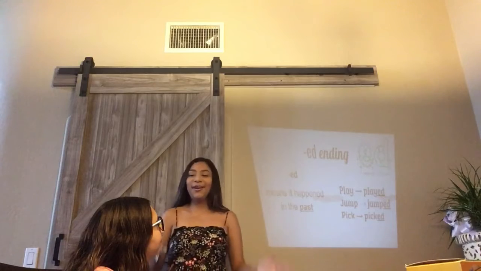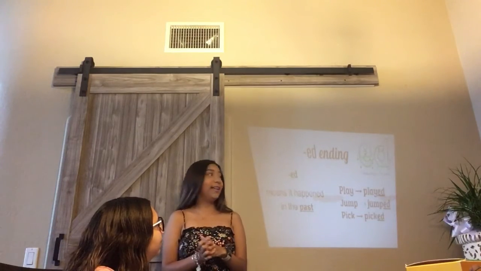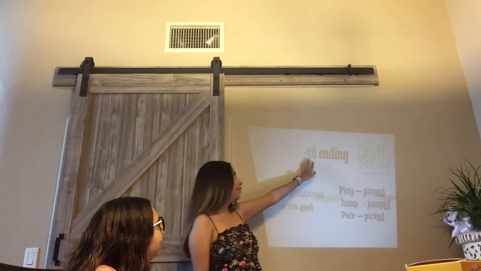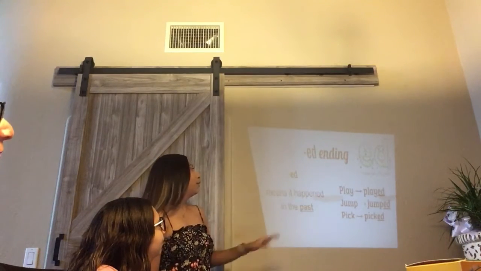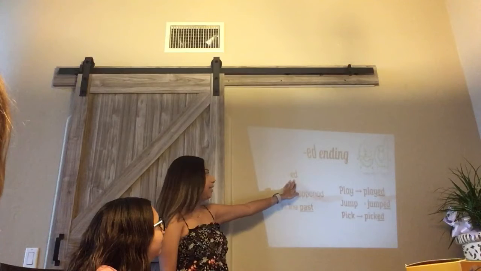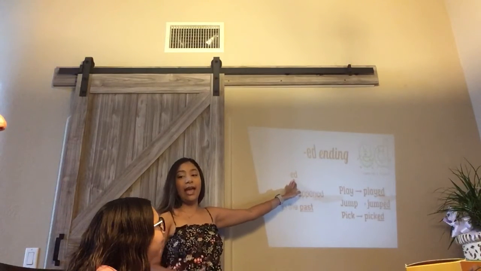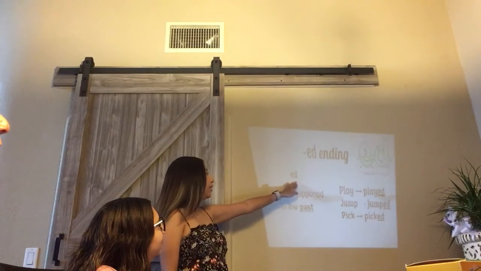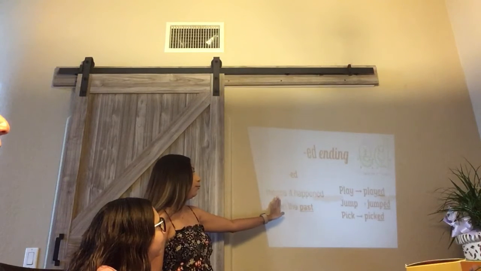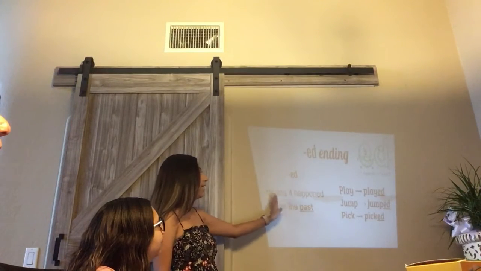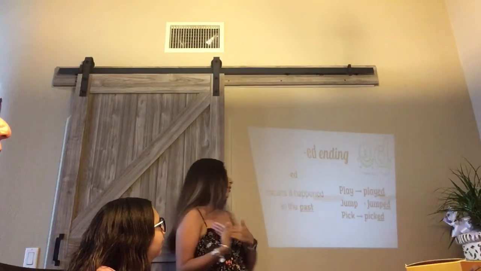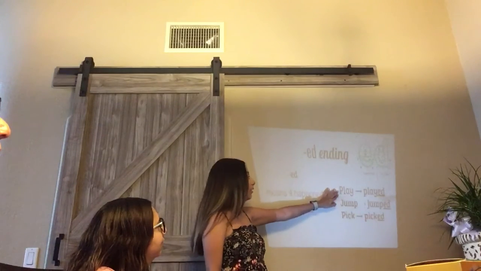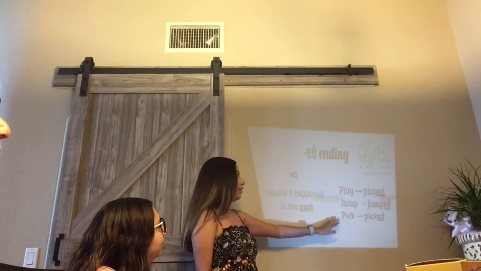So we're going to go ahead and get started with our first ending. So here at the top, I've listed our first ending is the ed ending. So when you see this ed ending, it's always going to be attached to the end of a word. So whenever you see this ending, you know that whatever is placed here in front happened in the past. So that means it has already happened, it happened in the past. I went ahead and listed a few examples for us to look at together.